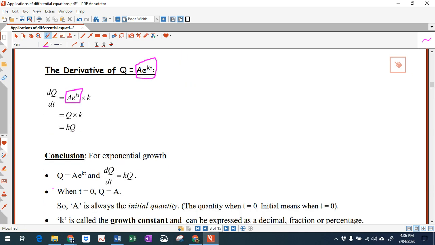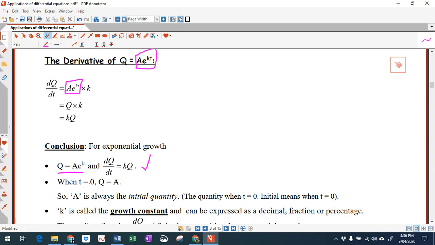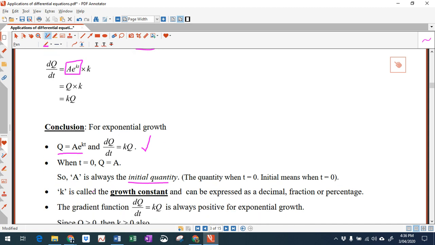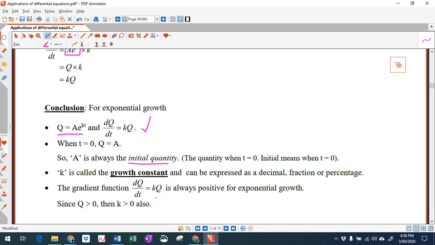So for exponential growth, what can we say? There's the equation for exponential growth, and here's its matching differential equation. Also, when t is 0, Q is a, so a is the initial quantity. K is also called the growth constant and can be expressed as a decimal fractional percentage. The gradient function dQ/dt equals kQ is always positive for exponential growth. If it's always positive, that means k must be greater than 0.